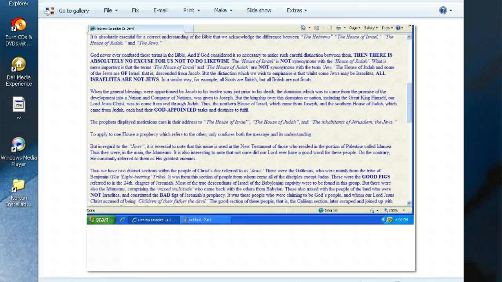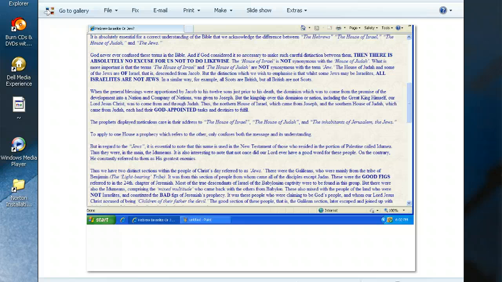Thus we have two distinct sections within the people of Christ today referred to as Jews. There were the Galileans, who were mainly from the tribe of Benjamin, the light-bearing tribe. It was from this section of people from whom came all the disciples except Judas. These were the good figs referred to in the 24th chapter of Jeremiah. Most of the true descendants of Israel of the Babylonian captivity were to be found in this group.